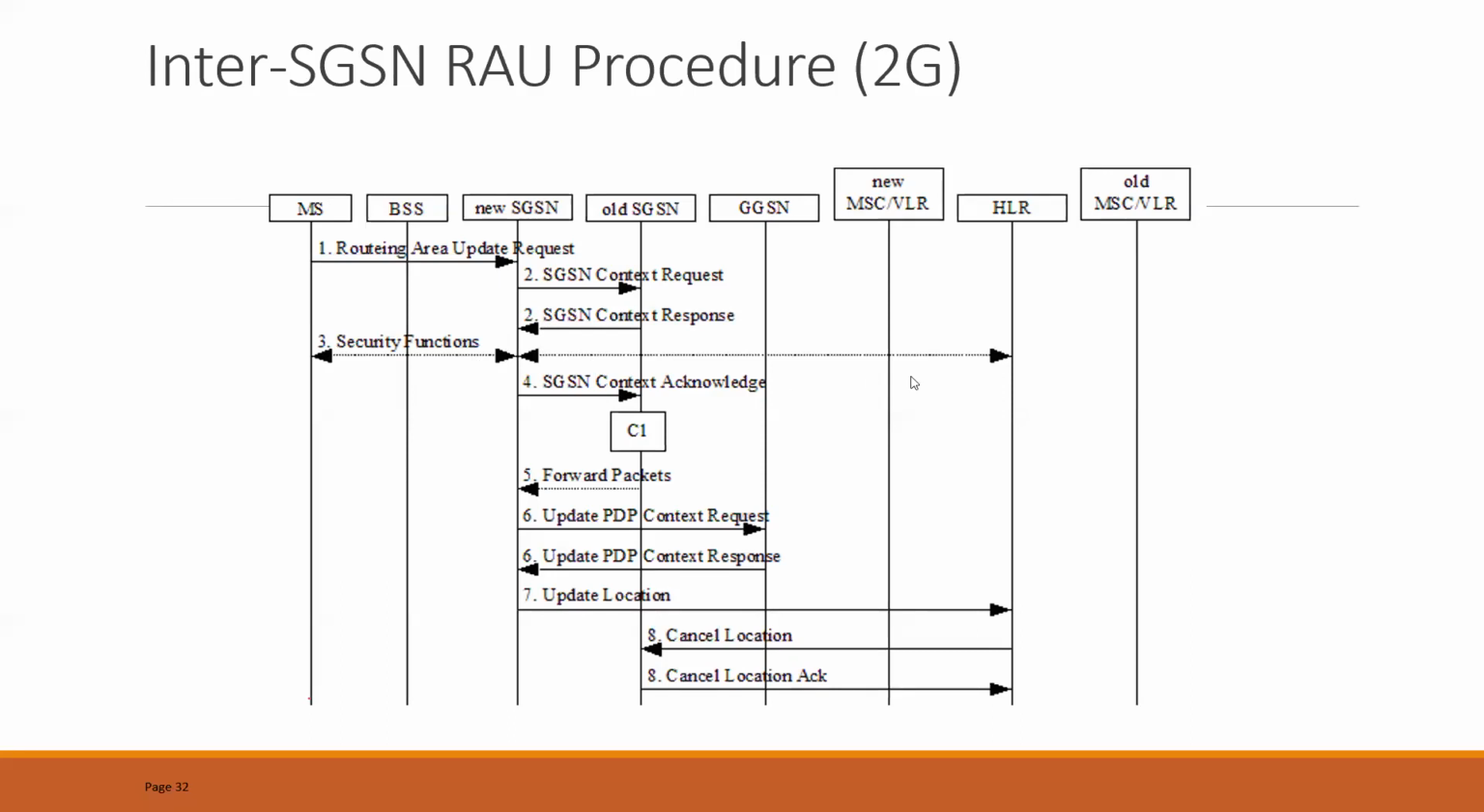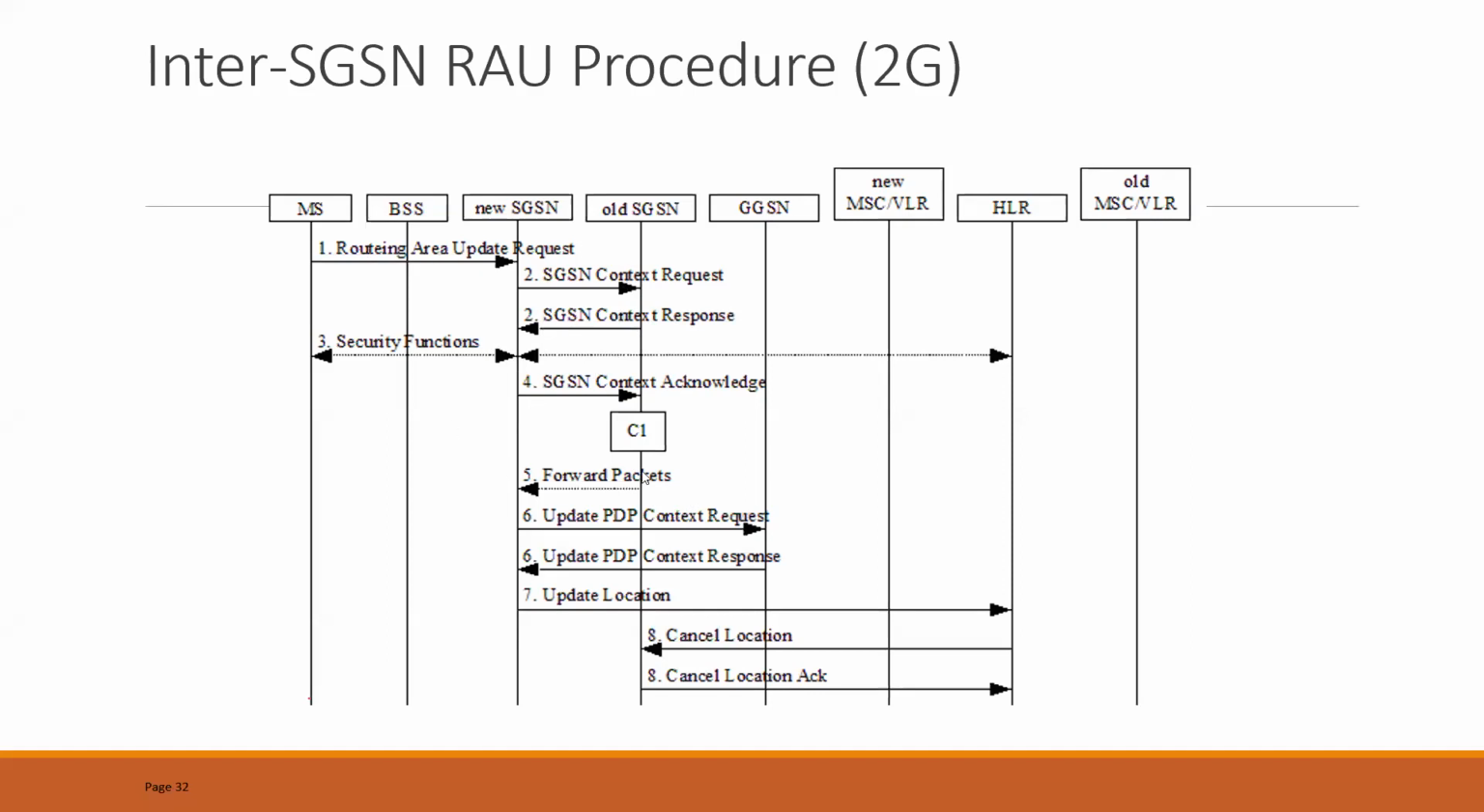So it will perform your authentication for HLR and MSISDN, and then you will send an SGSN context acknowledge that okay, I have successfully received the acknowledge. If you don't send this, then the old SGSN will keep on sending this context message. There is a lot of signaling.